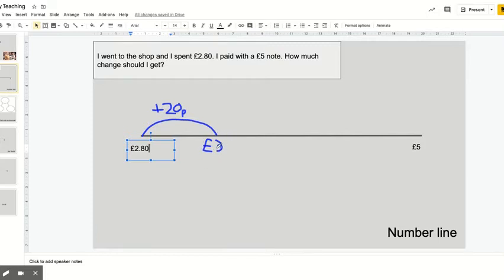And now I know to get from £3 to £5, that's 2, so I can do one large jump over there where I add £2.